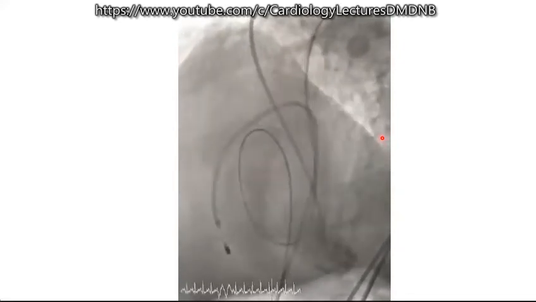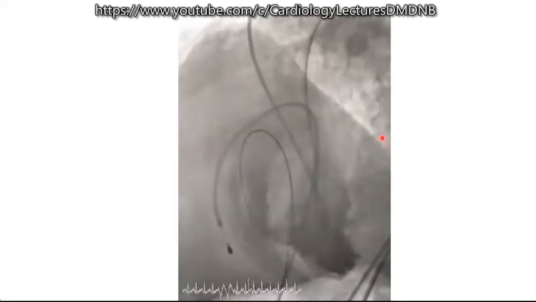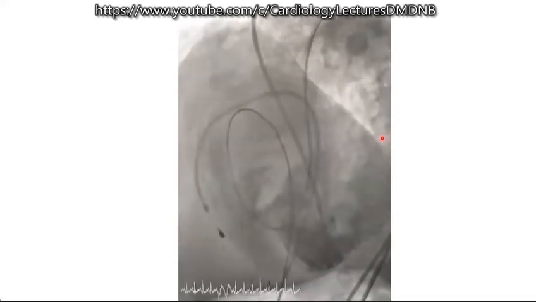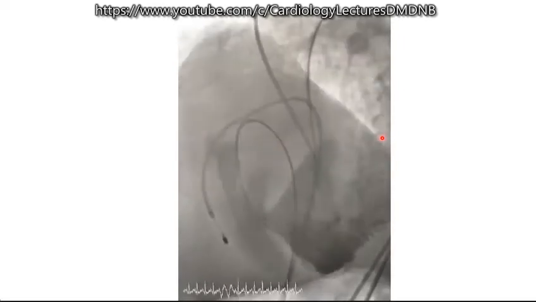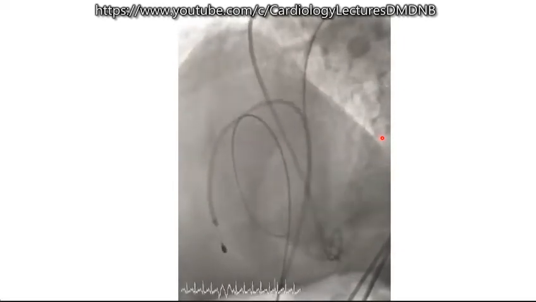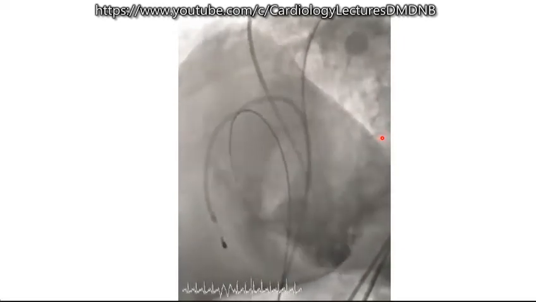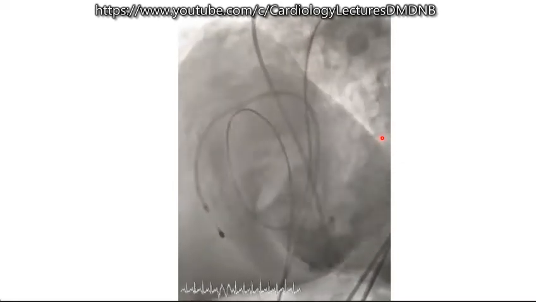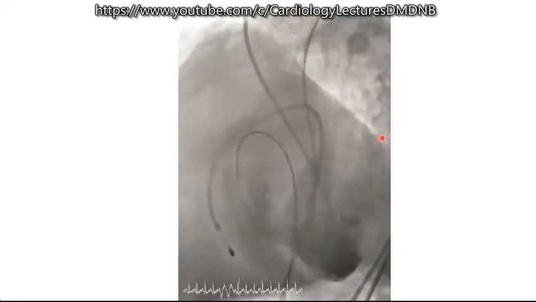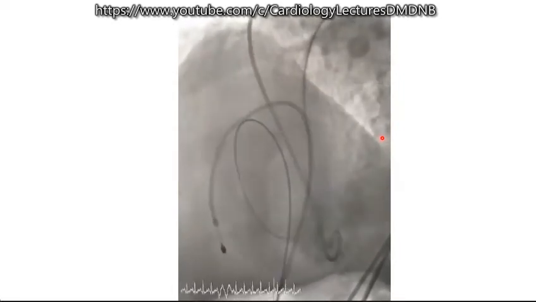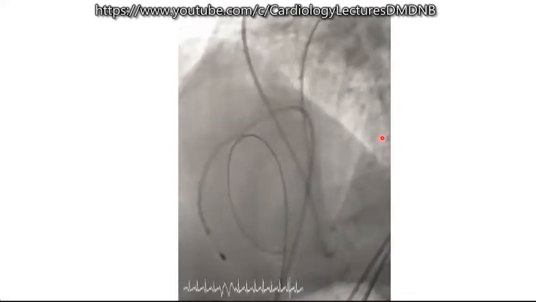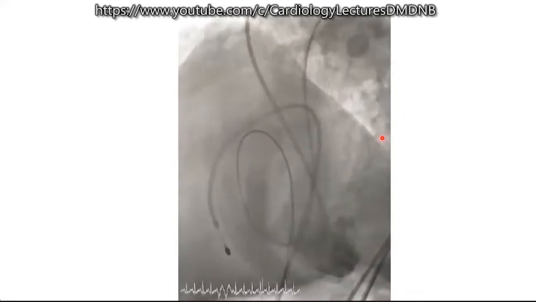So here you can see the dye is injected into the, which ventricle? LV. Injected into the left ventricle, and through the VSD, the right ventricle is opacified. And what is the case here? Is it a perimembranous VSD or a muscular VSD? Muscular VSD. It's more like a muscular VSD because it is lower down. Very good.